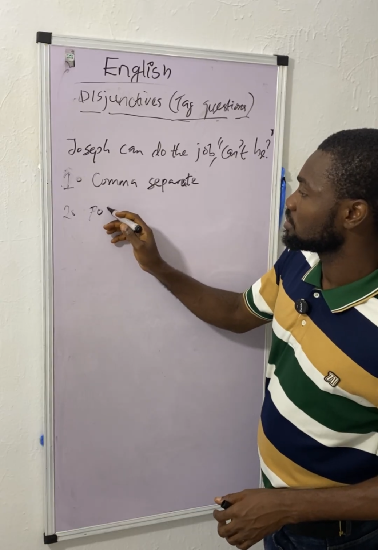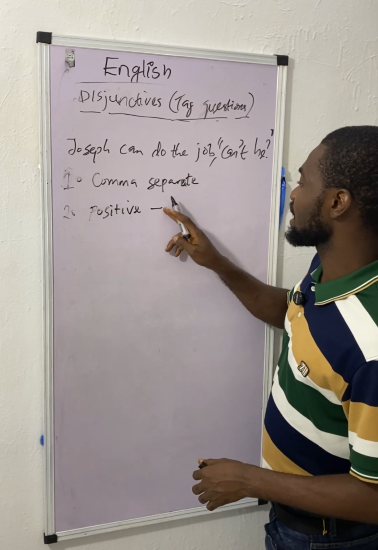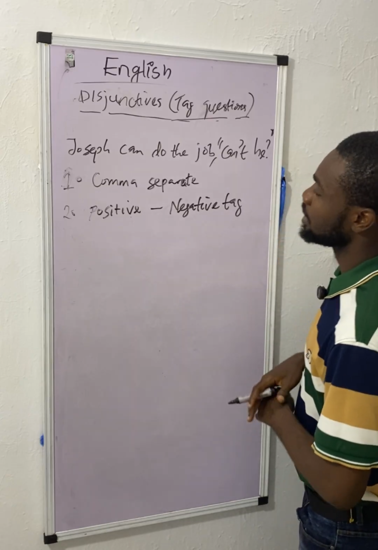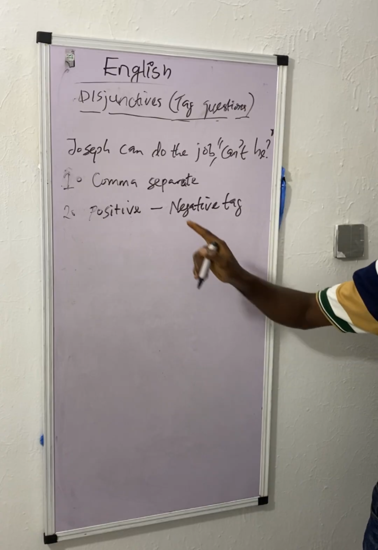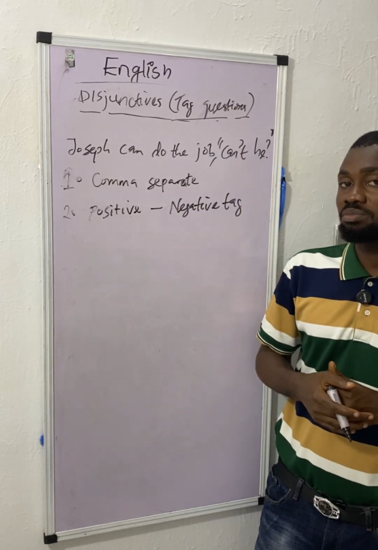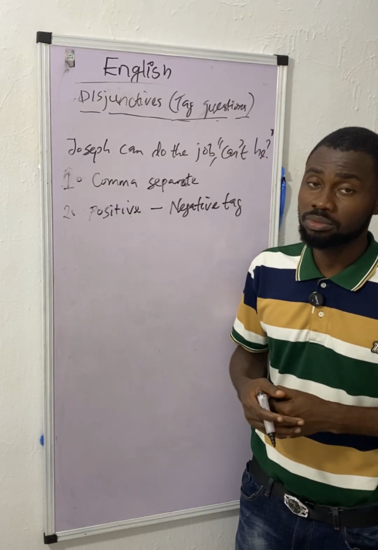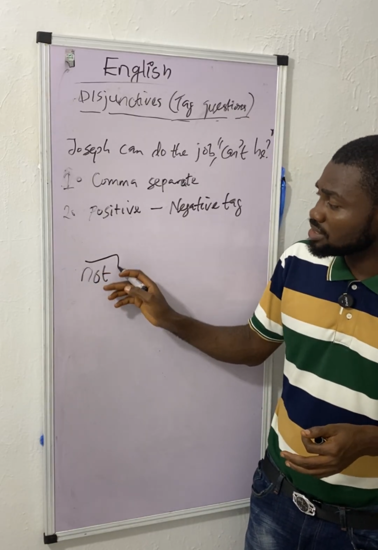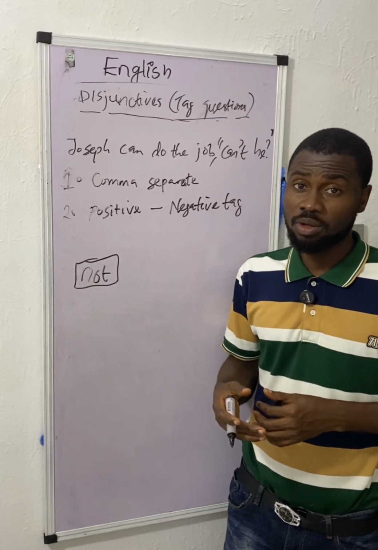For example, positive statement to negative tag. Joseph can do the job. Is this a positive statement? Remember what I told you about distinguishing between positive and negative statements. A positive statement always comes with the ability to do something. There is the ability for something to happen. Then a negative statement usually has "not" in it, showing the inability of someone to do something. That's a negative statement.